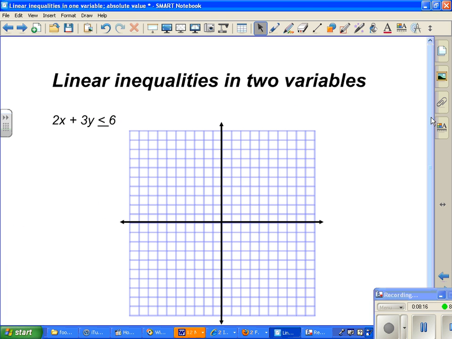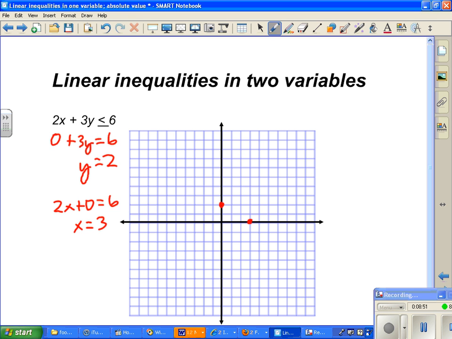Linear inequalities in two variables. Two variables, okay? This one might be the one you're a little more familiar with. Okay, we got a line here. Let's find our y-intercept, so let's let x equal 0. Okay, and let's find where we're going to cross the y-axis. So y equals 2. And now let's find the x-intercept. So 2x plus, I'm plugging in 0 for y, equals 6. So x equals 3. There's my x-intercept.